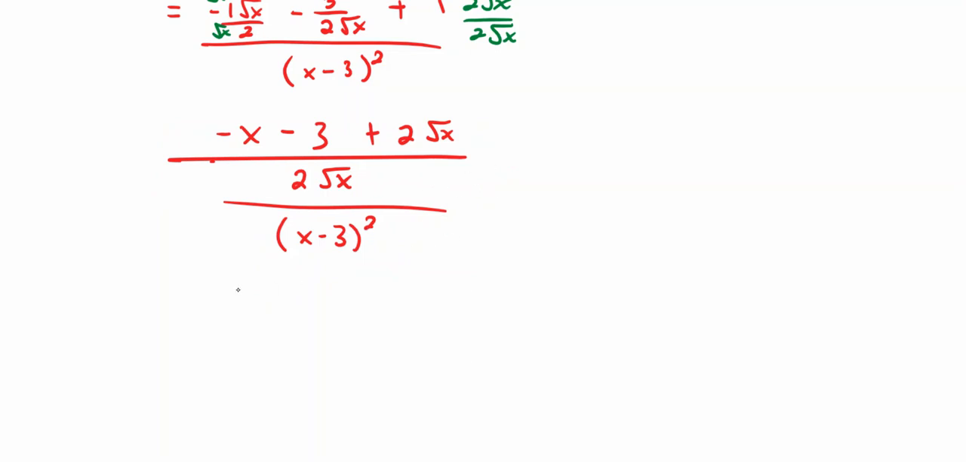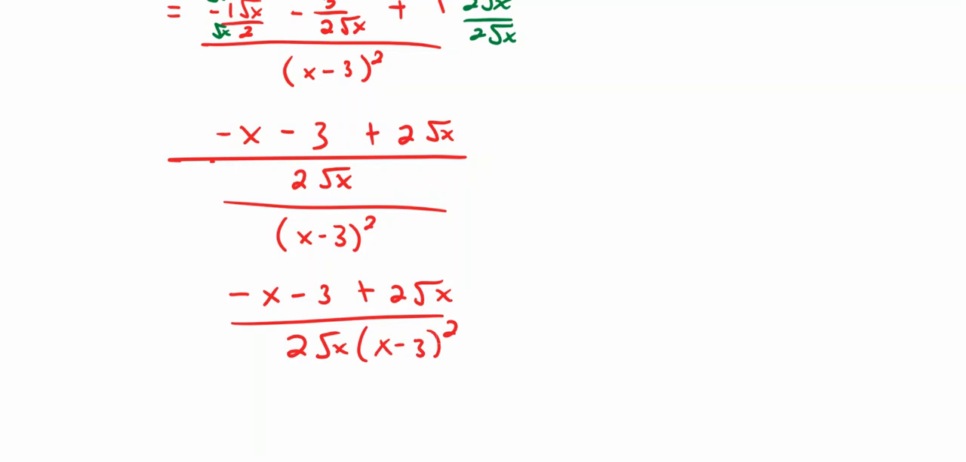So let's just write this one more time as negative x minus 3 plus 2 root x over, and then just write them both down here. 2 root x times x minus 3 squared.